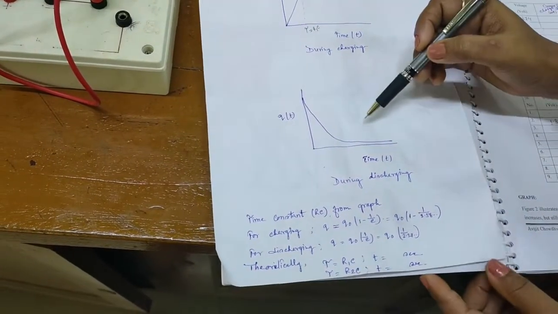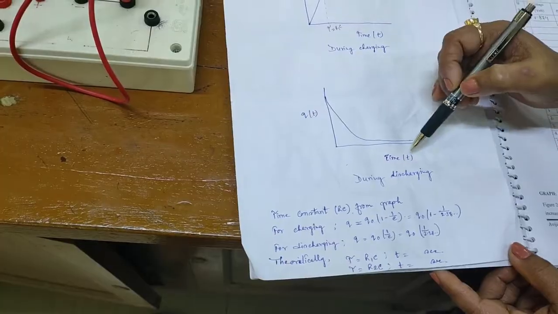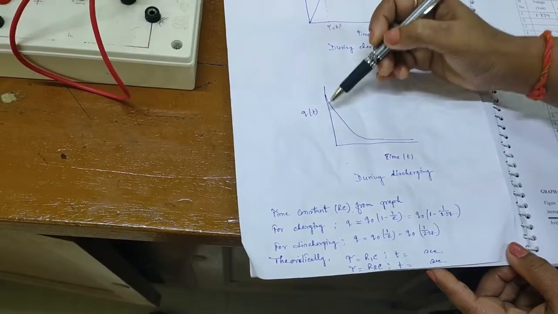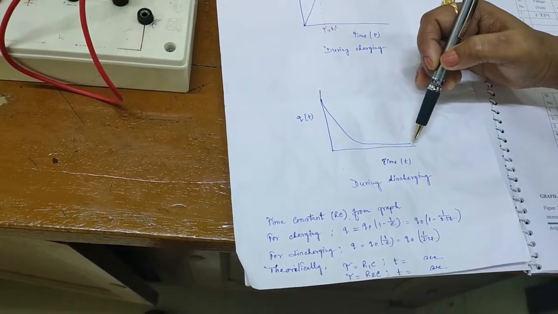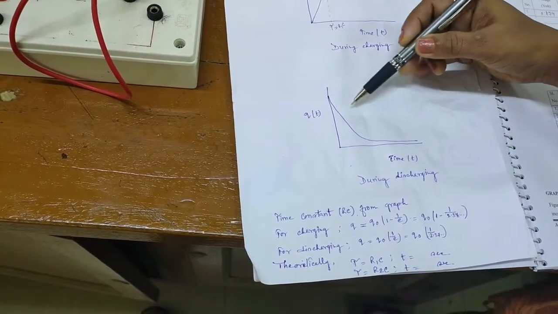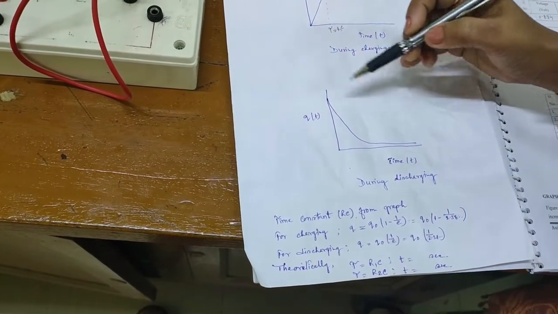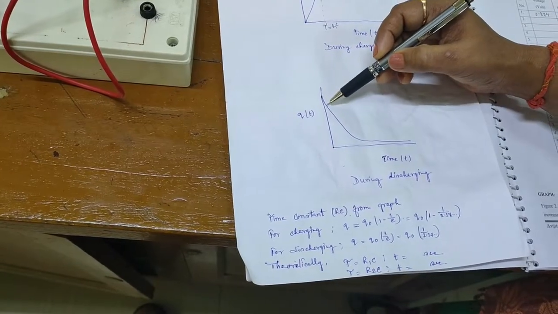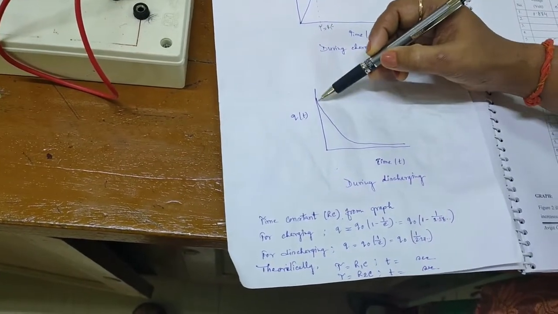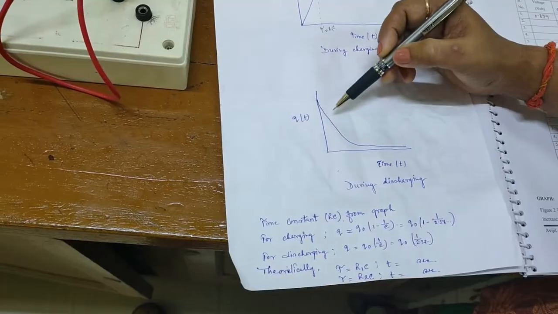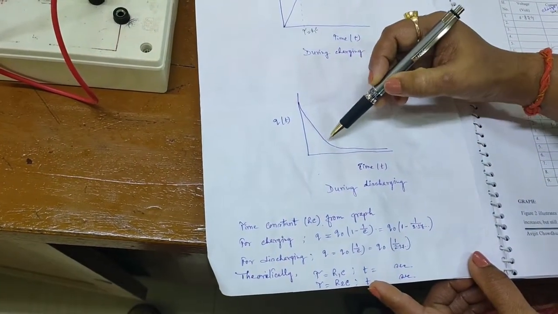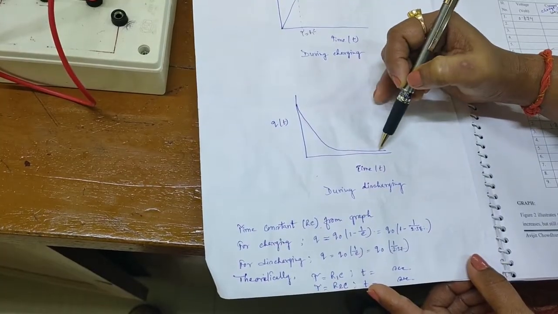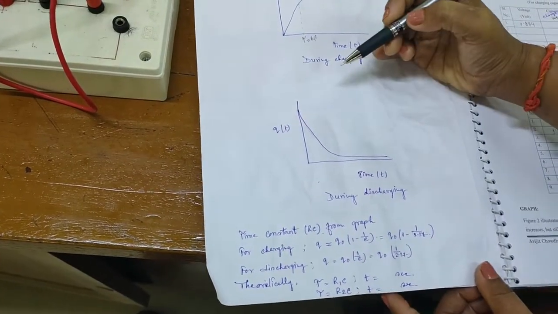Similarly, for the discharging graph you plot it like that, time along the x-axis, charge along the y-axis. So this is the variation of current through the capacitor during discharging. Here you see this is the maximum point, then it goes to discharge. When you discharge, first, within a millisecond or microsecond, it discharges fast, then it becomes slow. After that it becomes steady here.